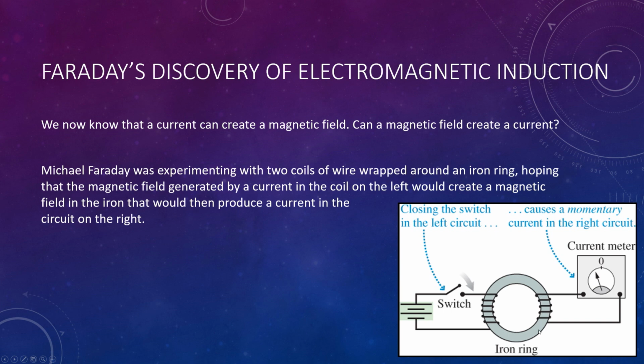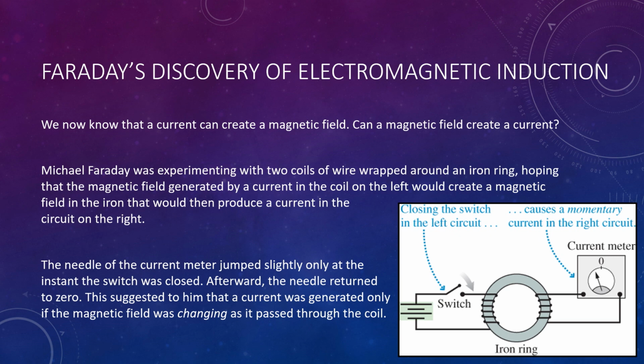He was looking to see if a magnetic field could then go backwards and create a current and get a reading from that. He had an interesting result. The answer was, kind of. What happened was the needle of the current meter did jump very shortly and slightly whenever the switch was being opened or being closed. However, once the circuit was closed, or if it stayed open, either way, there was no current. So he could close the switch, you would get a quick jump on the meter, but if current is flowing in the left-hand circuit, you wouldn't get a reading on the one on the right.